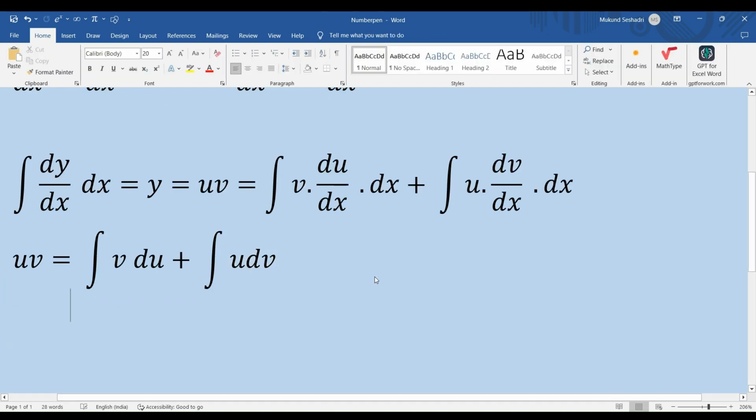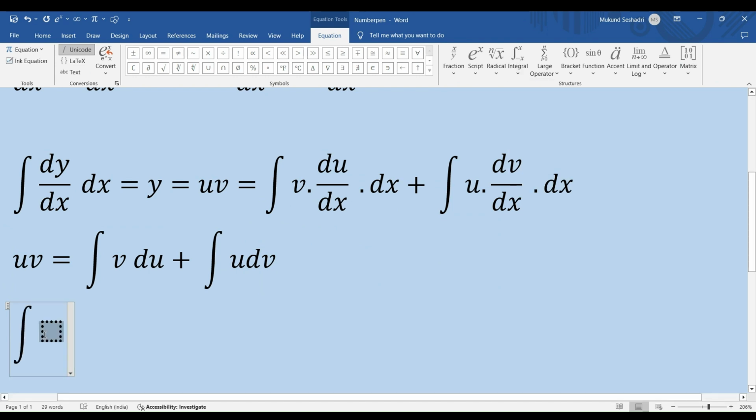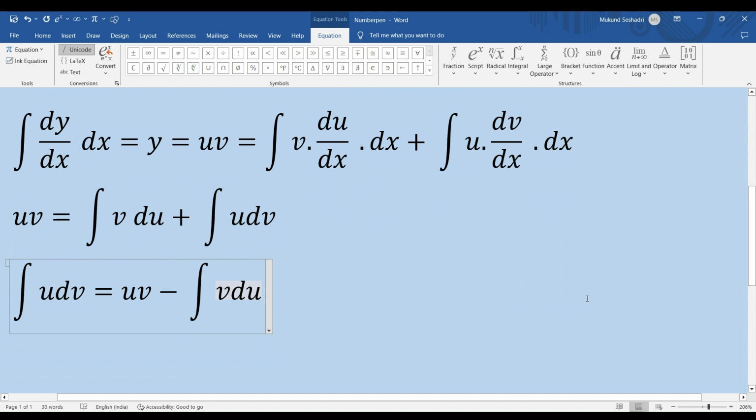And therefore, when I rearrange this, right, I can rewrite this particular identity as follows. My integral of u dv equals uv minus integral of v du. So this is how we arrive at the identity for integration by parts, right?